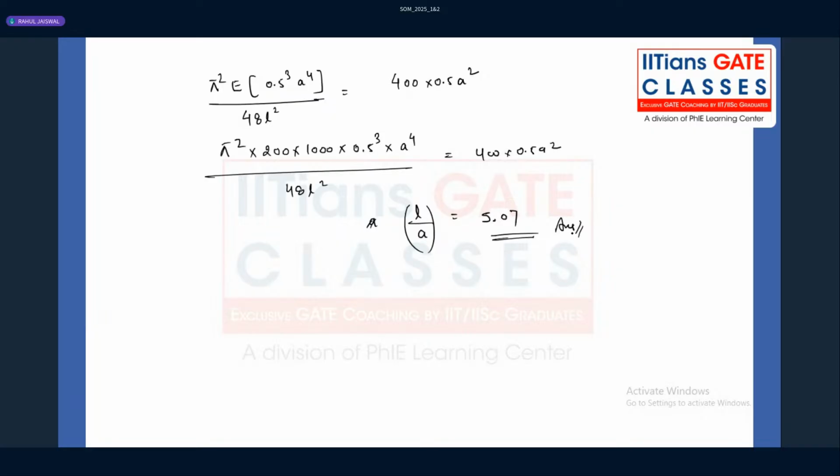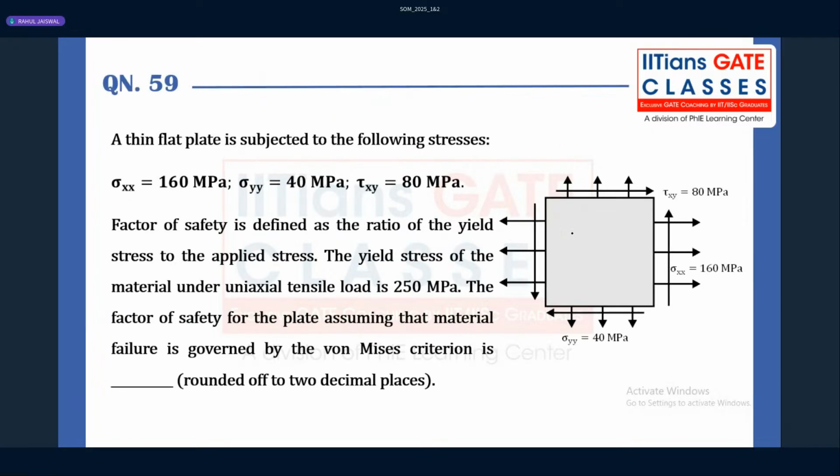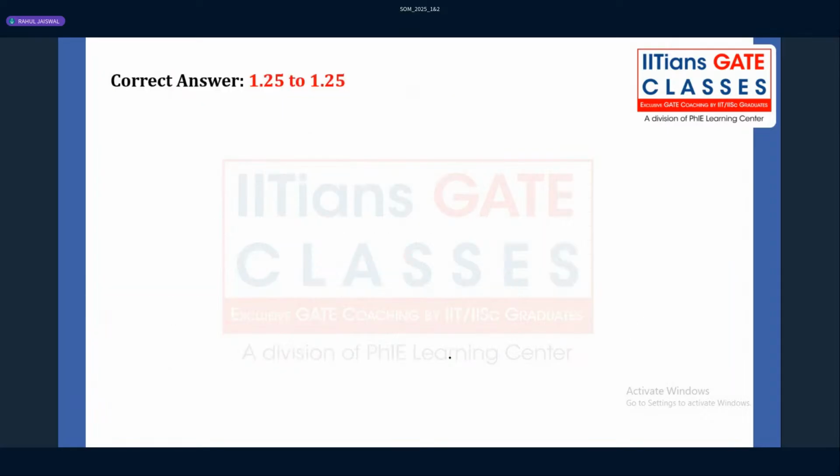Now moving on to the next question. A thin flat plate is subjected to stresses sigma xx, sigma yy, and tau xy. The factor of safety is defined as the ratio of yield stress to the applied stress. Yield strength of the material is given as 250 megapascal. What is the factor of safety for the plate, assuming the material failure is governed by the von Mises criteria? The answer is there in front of you.